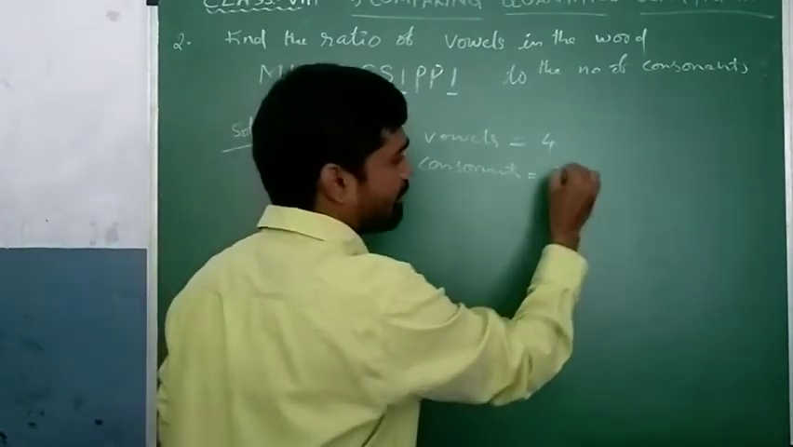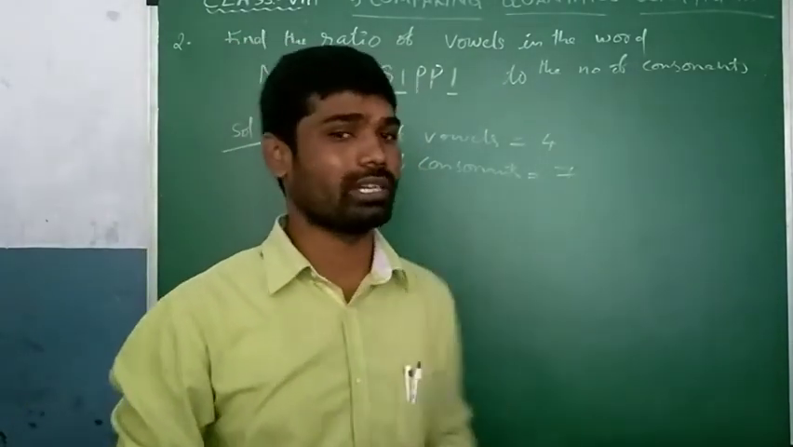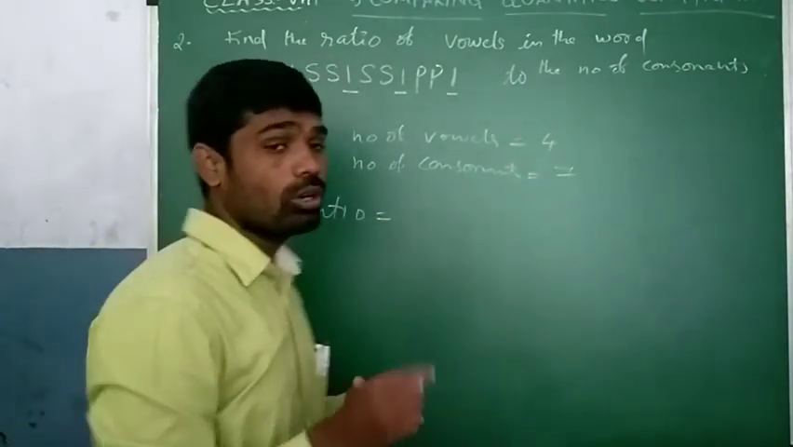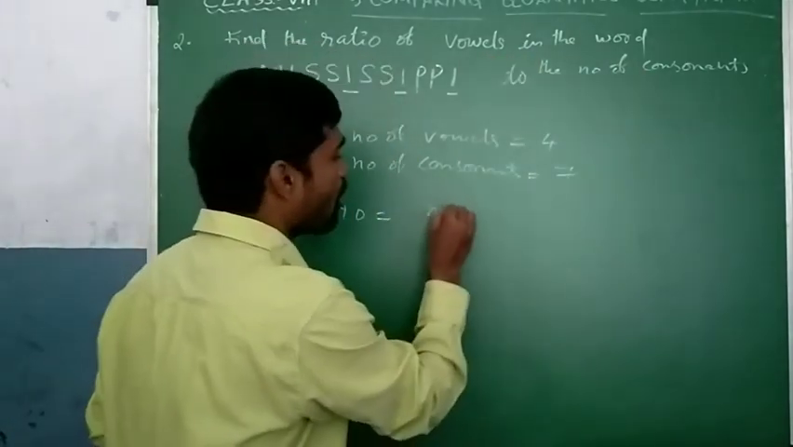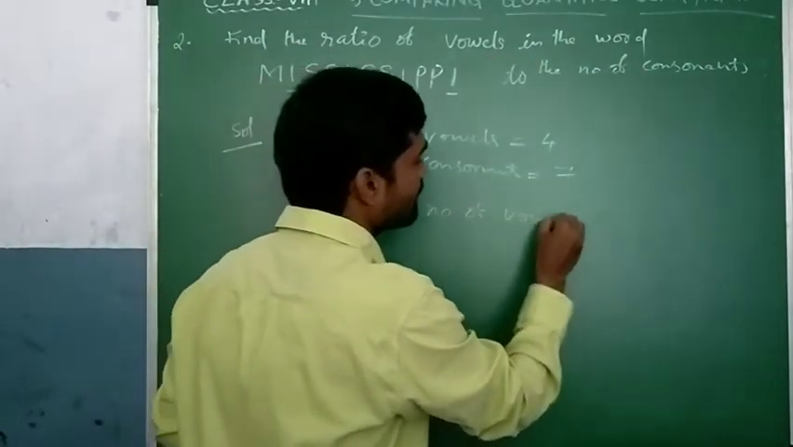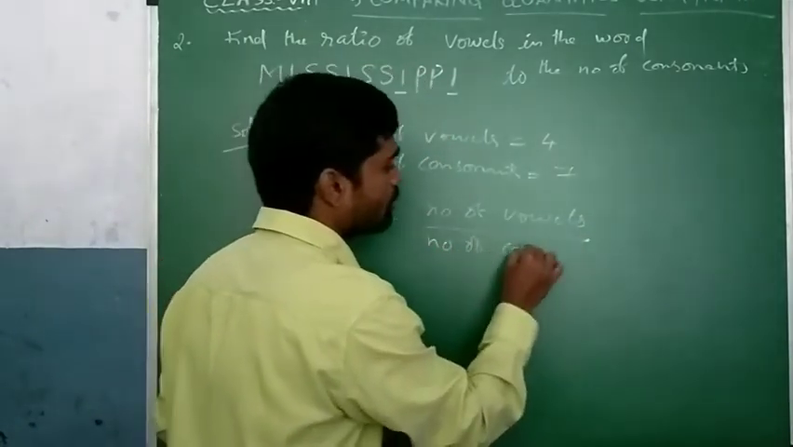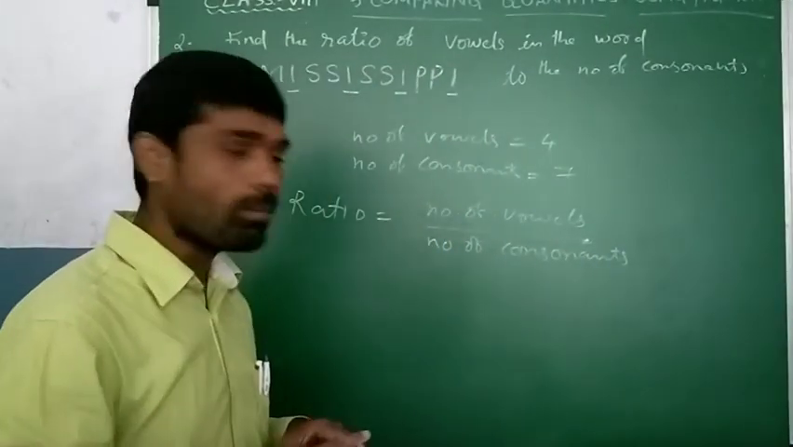So there are 7. Now what is being asked? The ratio of the vowels to consonants. So ratio of what to what? Here, vowels to consonants. So the number of vowels to the number of consonants.